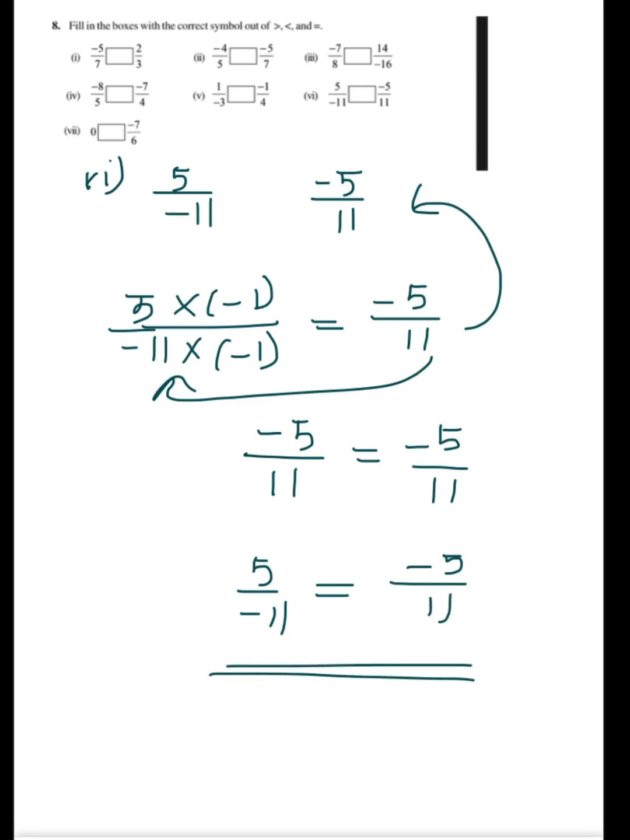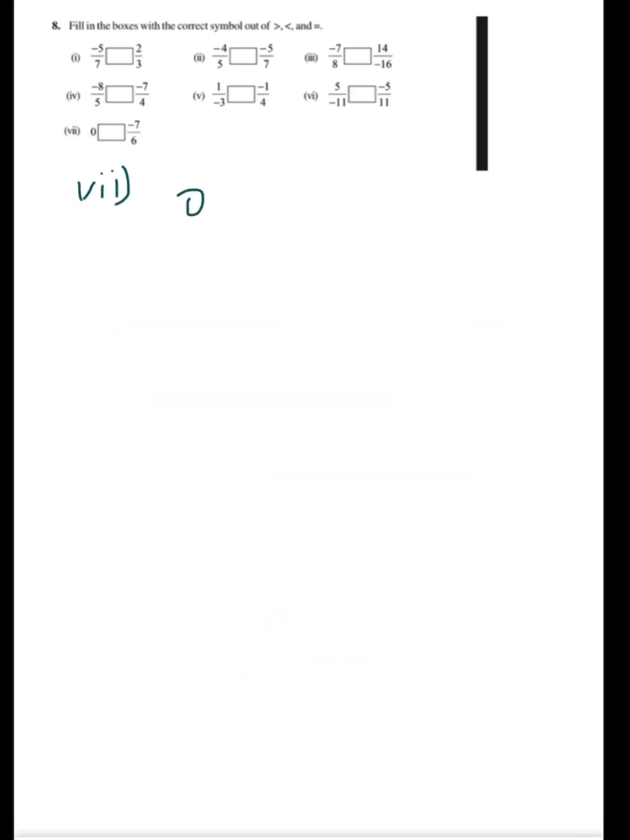Now let's see the seventh question. 0 and minus 7 by 6. One is 0 and another one is a negative rational number. So you already know that 0 will be greater than a negative rational number. So 0 is greater than minus 7 by 6. So these are the answers for the seventh question.